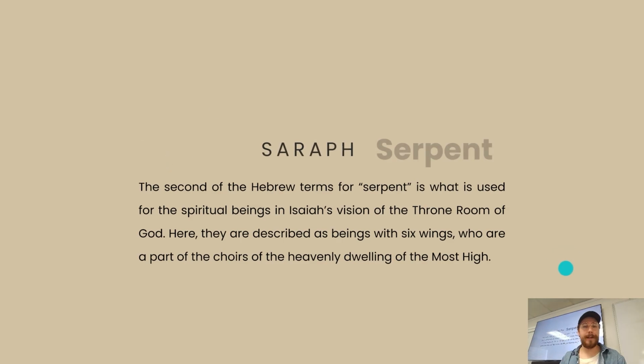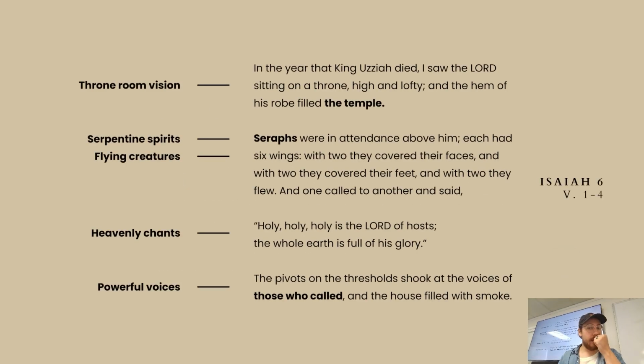So I'm going to go ahead and read it. In the year that King Uzziah died, I saw the Lord sitting on a throne, high and lofty. The hem of his robe filled the temple. Seraphs were in attendance above him. Each had 6 wings. With 2 they covered their faces, with 2 they covered their feet, and with 2 they flew. And they called to one another and said, Holy, holy, holy is the Lord of hosts. The whole earth is full of his glory. The pivots on the thresholds shook at the voices of those who called, and the house was filled with smoke.